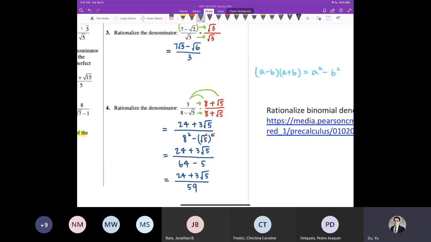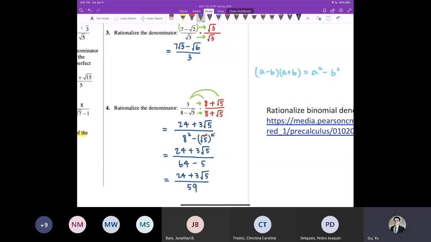Any question about number 3 and number 4? The rationalization of radical expressions. So two situations. One is if you only have a radical by itself, you just multiply the radical number by itself, top and bottom. If you have a constant along with a radical number with a sign in between, then you have to use the conjugate like we did in number 4.